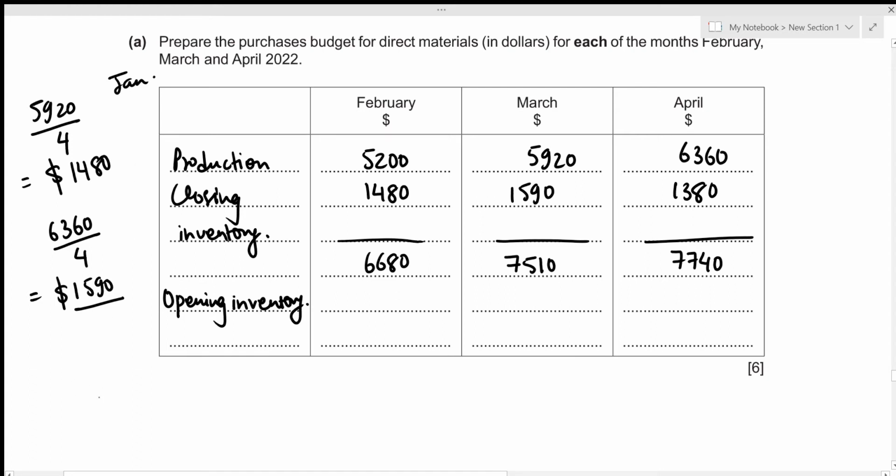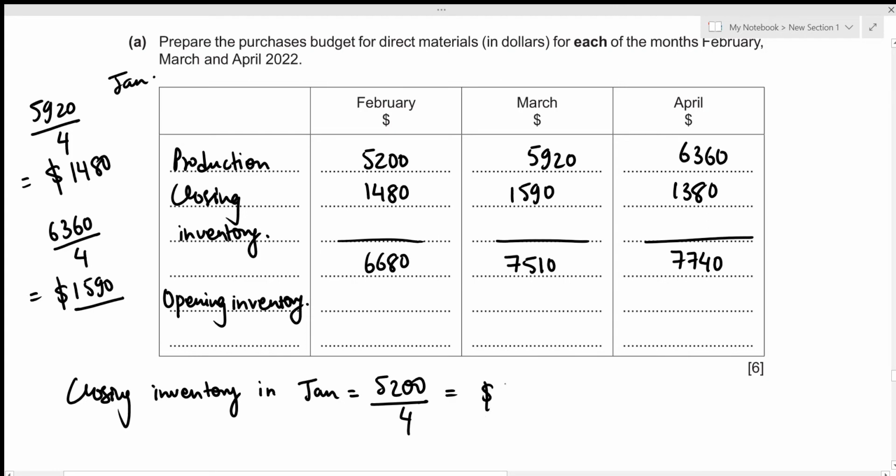So closing inventory in January is just going to be 5,200 divided by 4, which is 1,300. So if this is the closing inventory for January, then this will definitely be the opening inventory for February. Let's write it down. And we are deducting our opening inventory, so let's write it down in a bracket indicating that this needs to be subtracted.